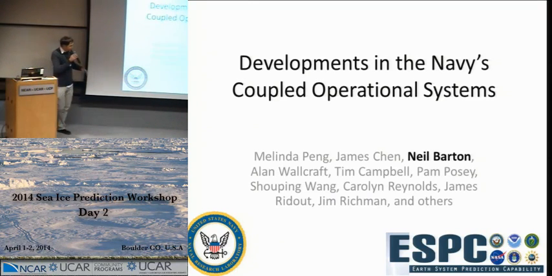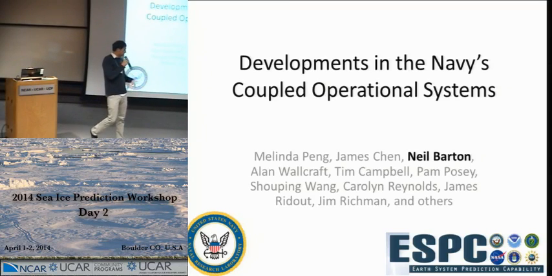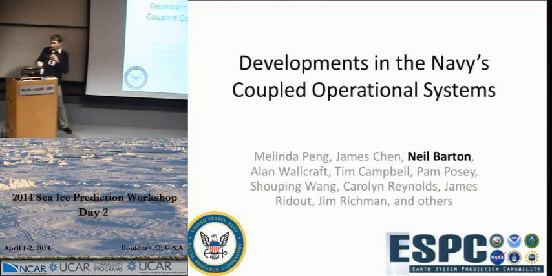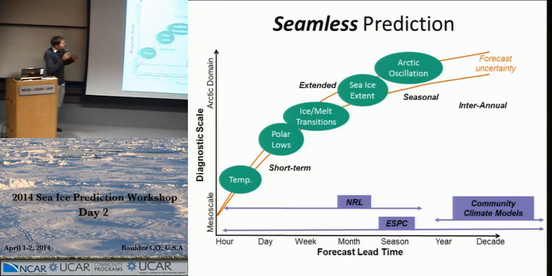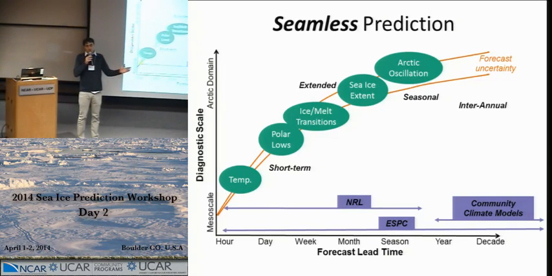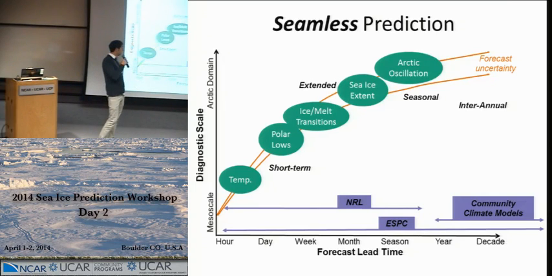So the project, we're with the Earth System Prediction Capability, which hopefully Phil explains a little bit better later on. NRL is interested in this idea of seamless prediction. Seamless prediction, if you haven't heard this, is the idea to use your operational models for short-term forecasting and for long-term forecasting. So it has the same sort of model framework for these different forecast lead times.